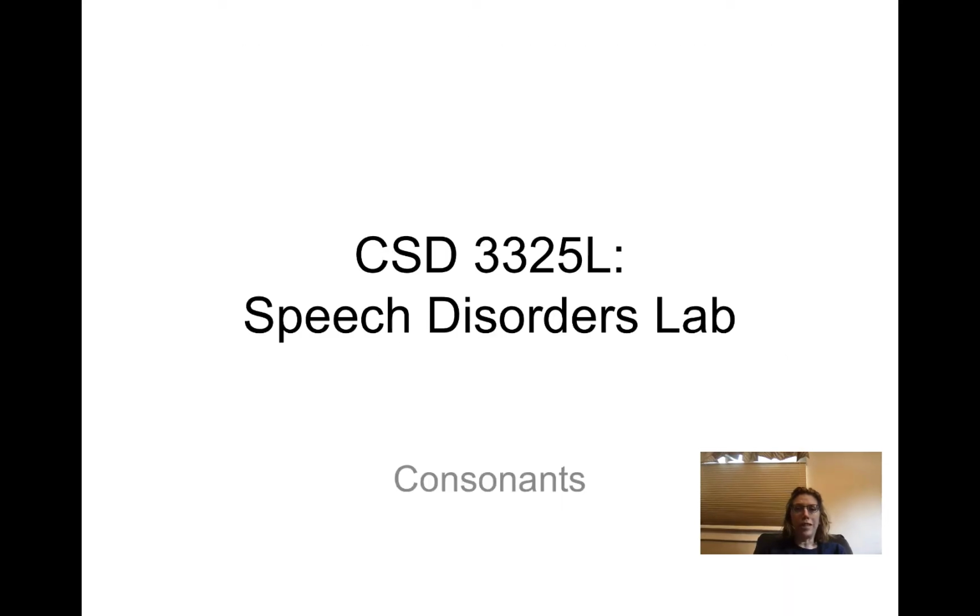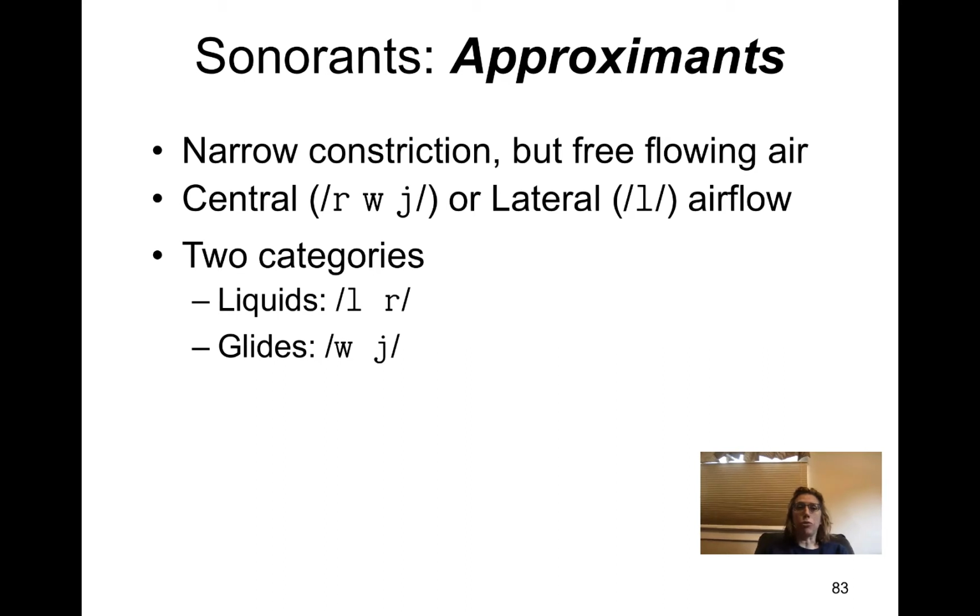All right, we are back to talk about approximants. This is a group of sounds composed of two categories: liquids and glides. These are sounds that are produced with a narrow constriction in the oral cavity, but not narrow to the point of having the turbulent airflow that's characteristic of our fricatives. So they have free flowing air, so it's not so noisy as the sounds associated with our fricatives.